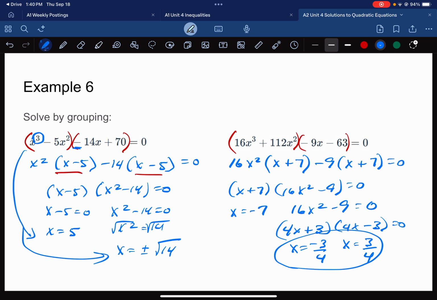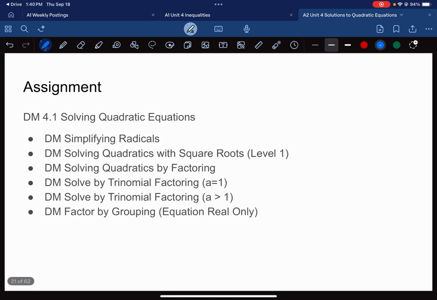So there's our 3 solutions. We got a cubic equation there. So we're actually seeing how to solve some cubics. So you can go to that assignment in Delta Math and work through each of those skills there. Okay, this is a long lesson.